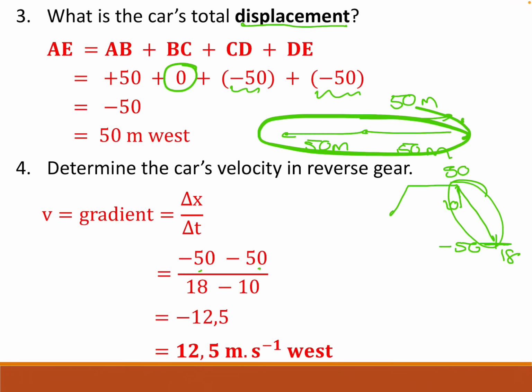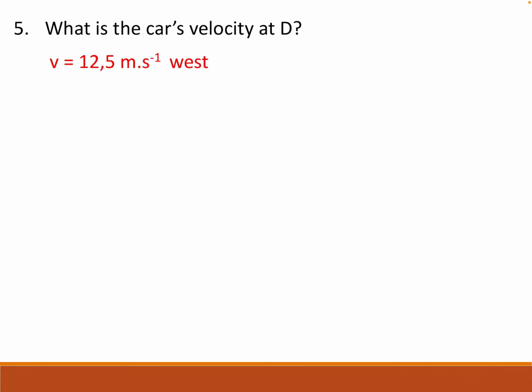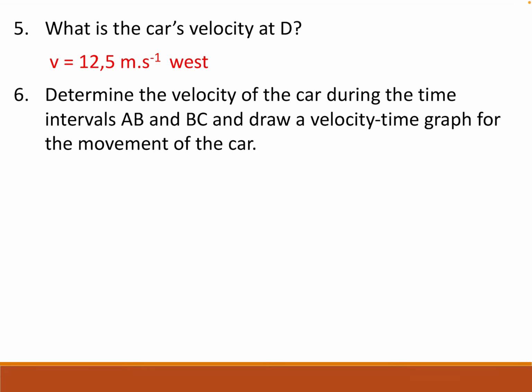Okay. What's the car's velocity at D? Well, remember this, this is quite important. This is from C to D, D to E. I know D is where it cuts the x-axis, but it's going at constant velocity. So at any point along that line, the velocity is 12.5 meters per second. Don't even have to think about it.